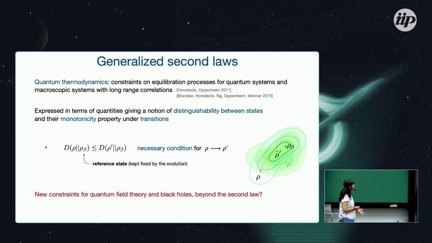And so our proposal is to explore this type of constraint a bit outside of the field where they were originally formulated, which is essentially quantum information, and in this talk to see what they imply for gravitational dynamics, and in particular for black hole mergers.